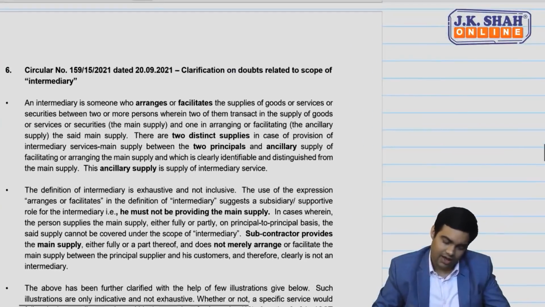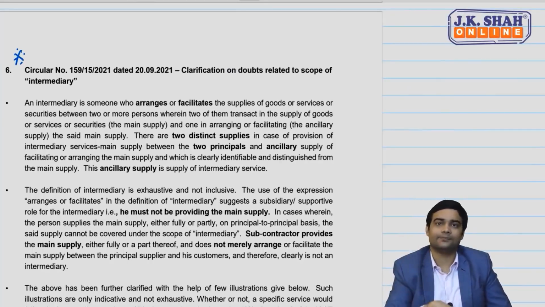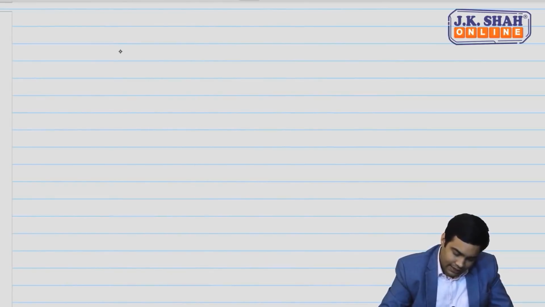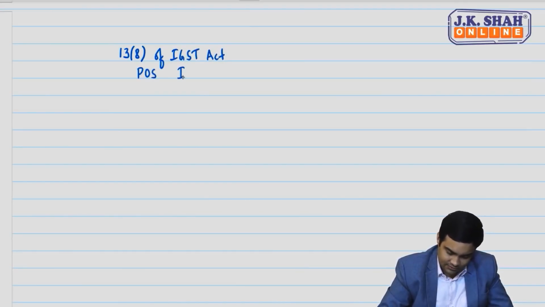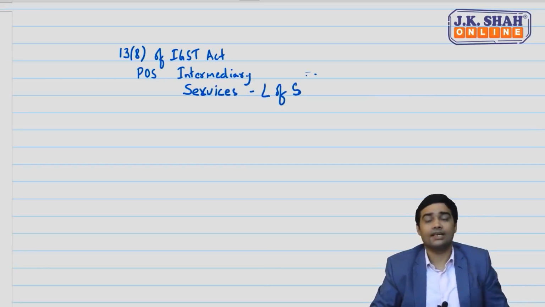Then, these two are also very important. Intermediary. Now, let me tell you some background about intermediary. See, as per section 13(8) of IGST Act, the place of supply for intermediary services is location of supplier. Now, the moment you say place of supply is location of supplier, what is the problem? The problem is you will have to charge C plus S.